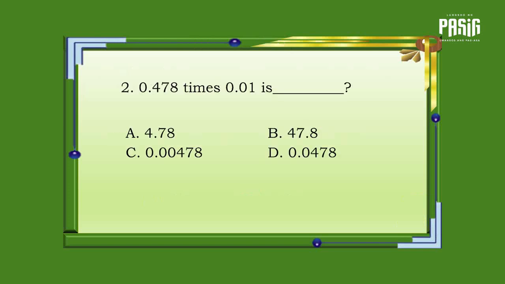Question number 2. 478,000 times 100 is, and here are your choices. I'll give you another 5 seconds to answer. The correct answer is letter C.